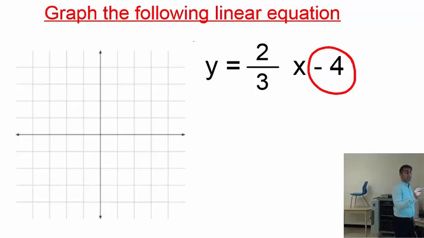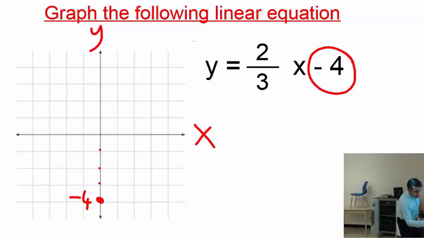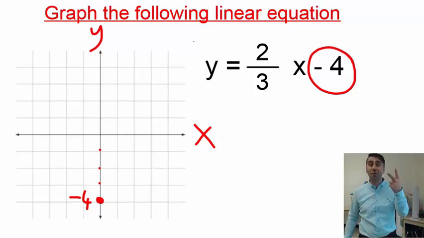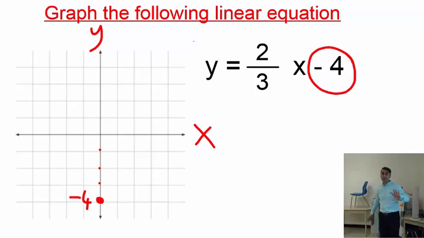First, let's label. This is y, this is the x-axis, and where is minus 4? Minus 4 is 1, 2, 3, 4, 5. So this is minus 4. This is your first point. Remember, to graph an equation of a line, you need 2 points. I got the first one. Now let's work on getting the second one.